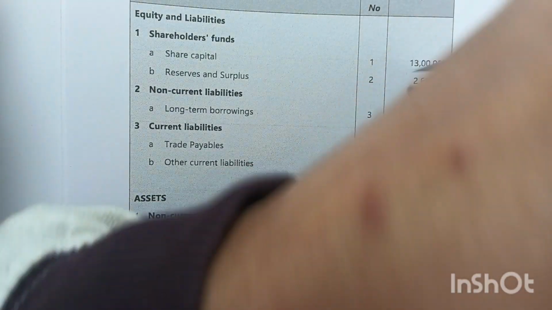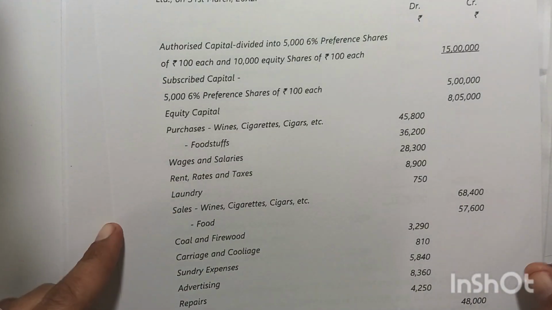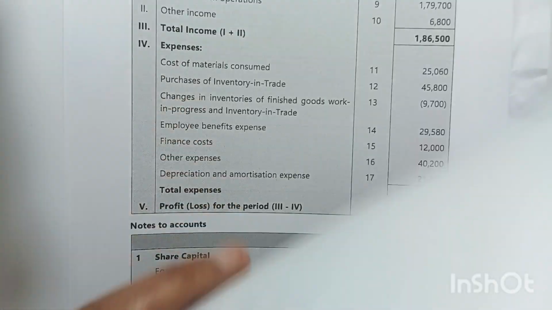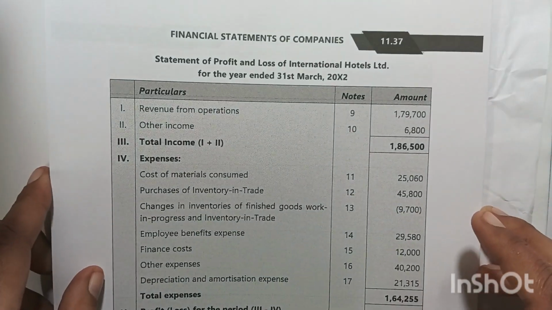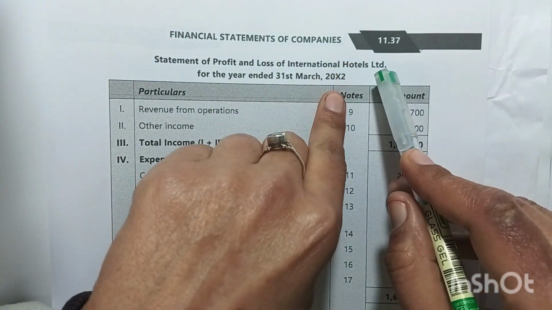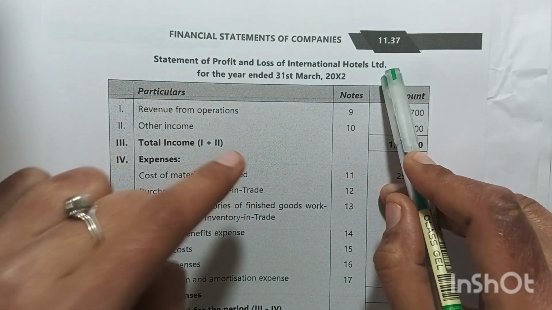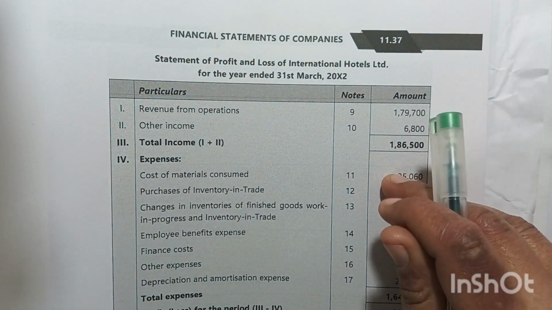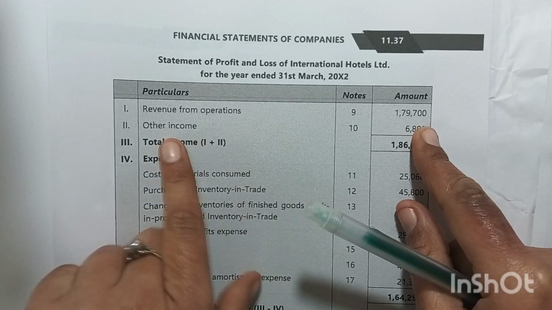So first of all we will prepare the P&L, because we need the P&L balance in the balance sheet while calculating the reserves and surplus. So first of all we will see the P&L. Here we have the statement of P&L of the International Hotels Limited for the year ended. Keep it in mind always that it is for the year ended. I have discussed this concept in my earlier video, so keep it in mind always that profit and loss is for the year. So first of all, revenue from operations, and then other income.